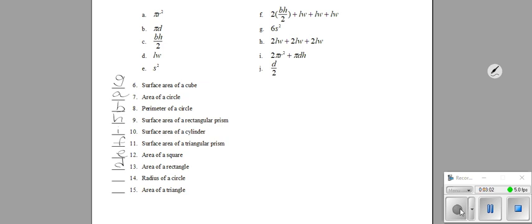The radius of a circle, well, if you think about a diameter of a circle being that distance, the radius of a circle is half as much, so therefore it's the diameter divided in half, or D divided by 2, J. And finally, the last one, the area of a triangle is base times height divided by 2, which makes that answer C.